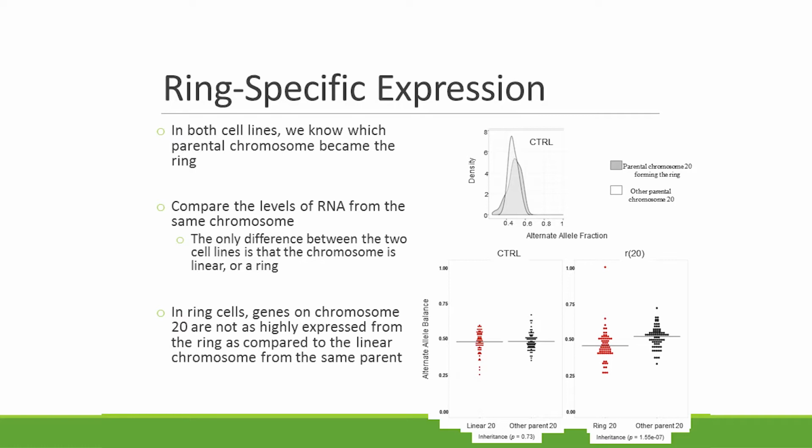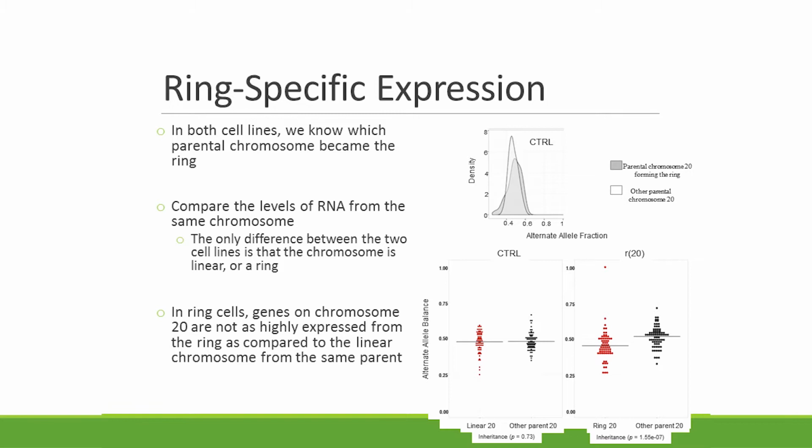Using these markers, we're going to see how a gene on the ring chromosome is different from the exact same gene on the linear chromosome. This is just showing the wild type, the normal cell line from one person. In white and gray are the two different parental chromosomes. You can see that when chromosome 20 is linear, we have about equal expression from mom and dad. Each chromosome is producing the same amount of RNA.